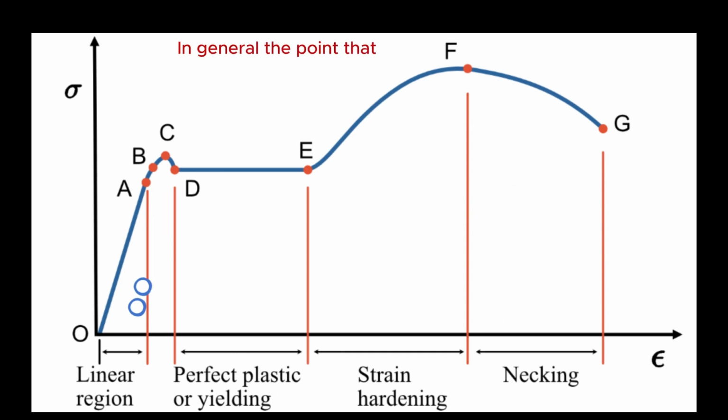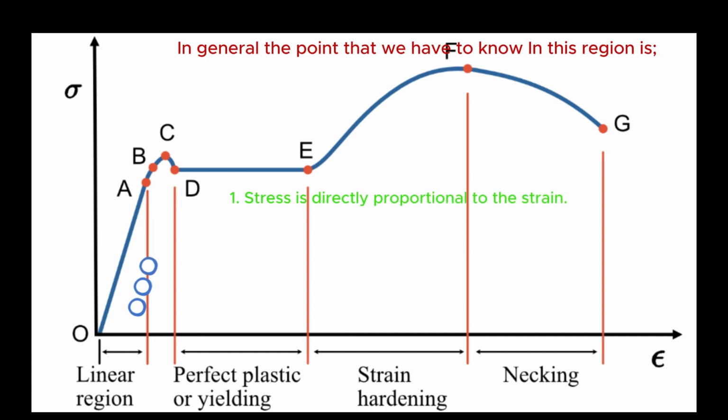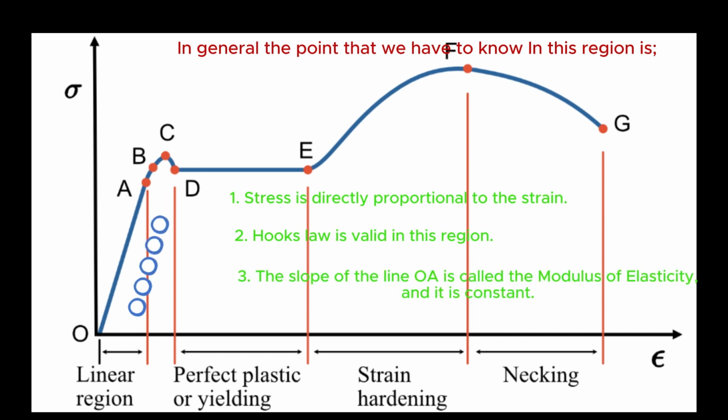In general, the points that we have to know in this region are: 1. Stress is directly proportional to the strain. 2. Hooke's law is valid in this region. 3. The slope of the line OA is called the modulus of elasticity, and it is constant.